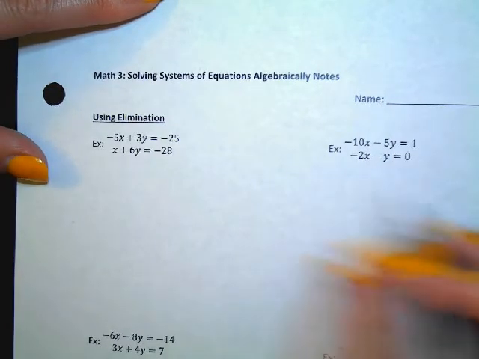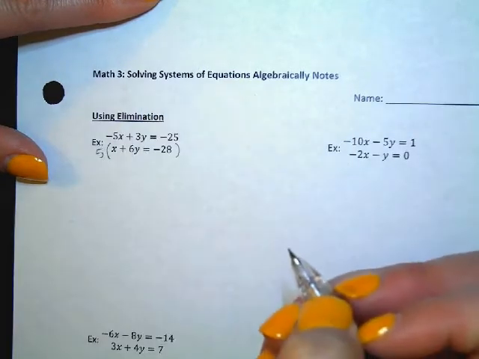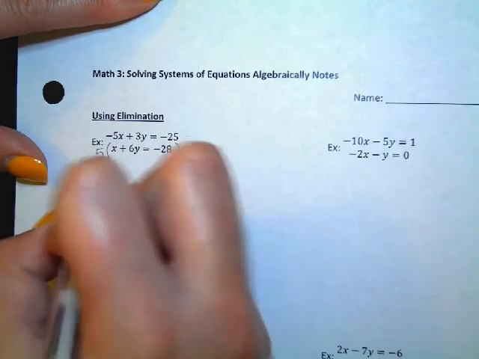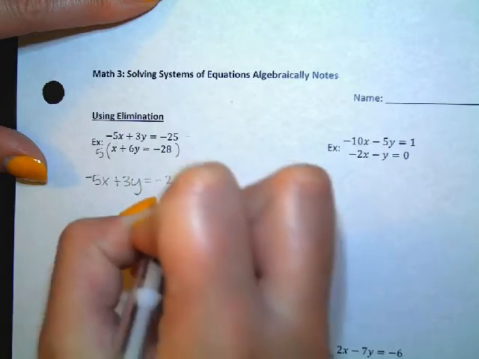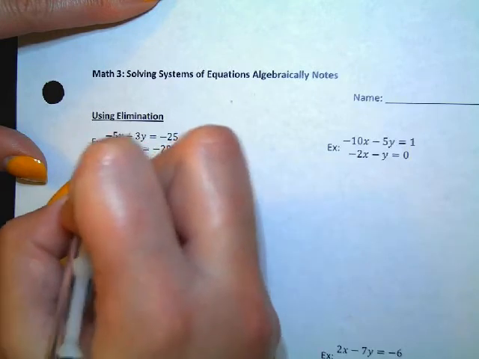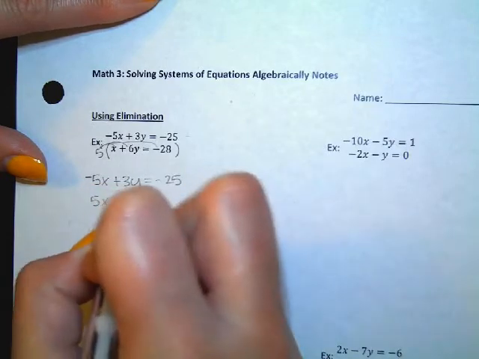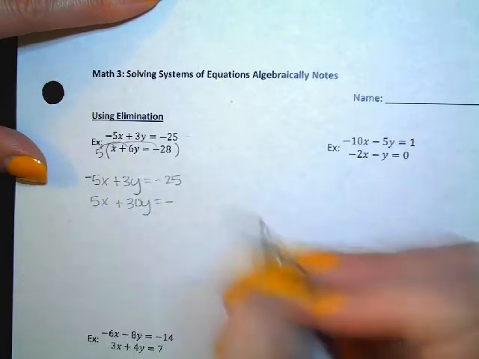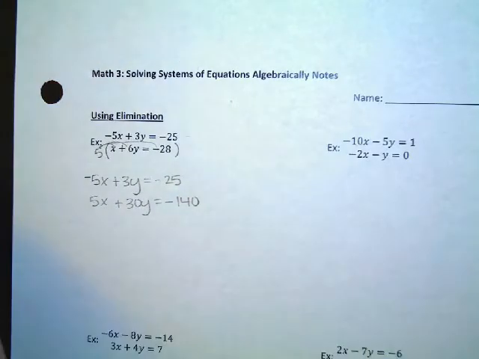So what I'm going to go ahead and do is take the entire bottom row and multiply it by 5. So I'm going to take the top row, I'm just going to copy that down, -5x plus 3y equals -25. And then I'm going to go ahead and take the bottom row and multiply the 5 all the way through. So we've got 5x plus 30y equals -140. I should use my calculator to make sure that I'm good. 28 times 5, ooh, -140.